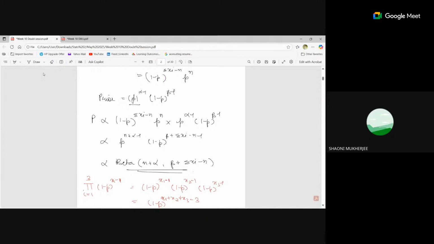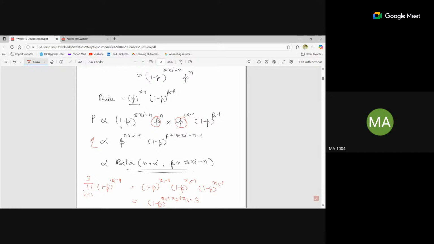Like p proportional to 1 minus p, I got it here. After that, what happened? The last line? I just added. See, the base is the same, right? So I'm taking this p and this p. If the bases are the same, the powers will get added. So this will be p to the power n plus alpha minus 1.